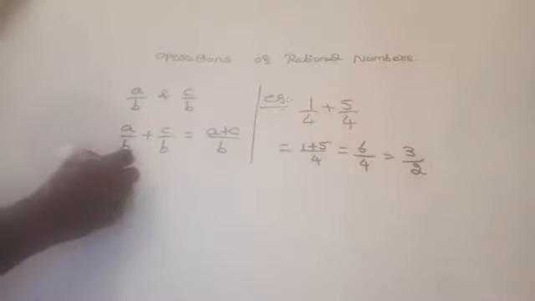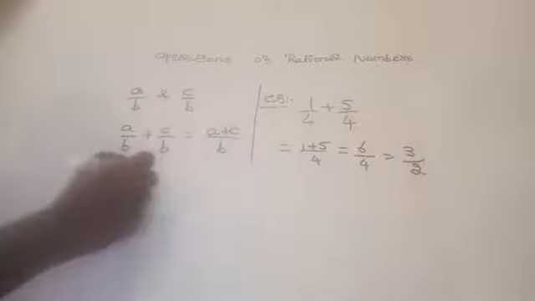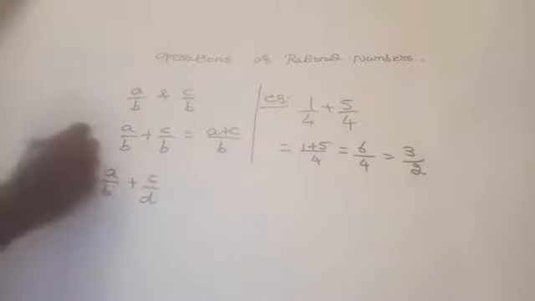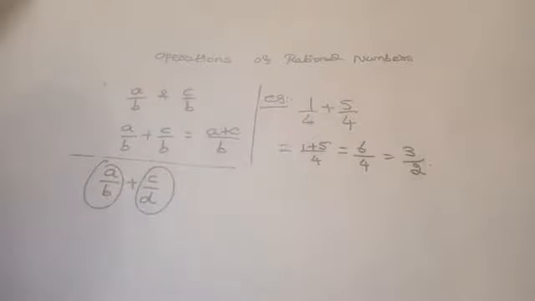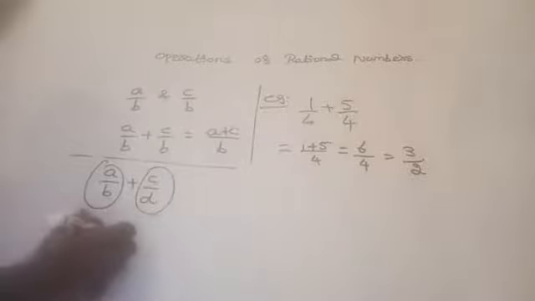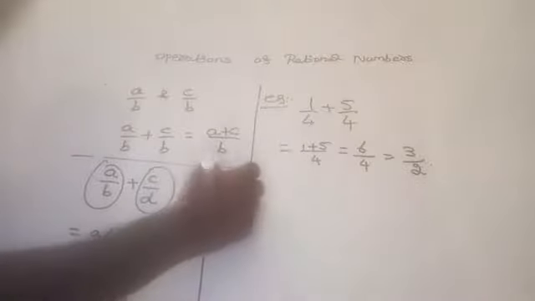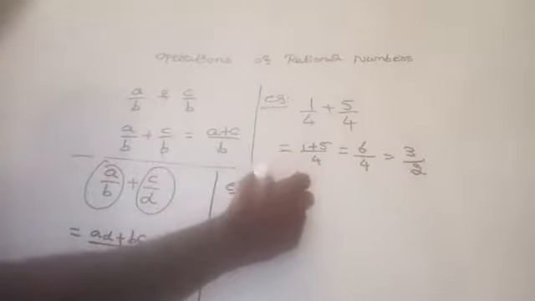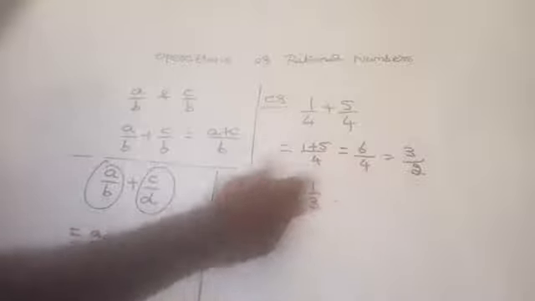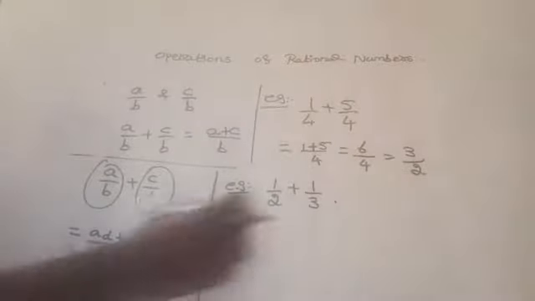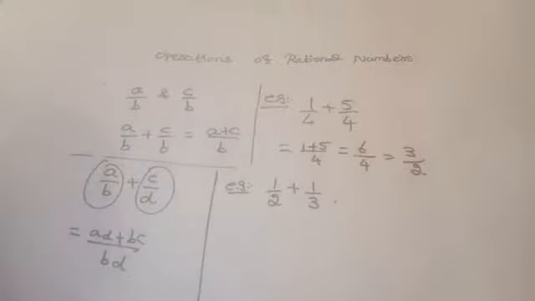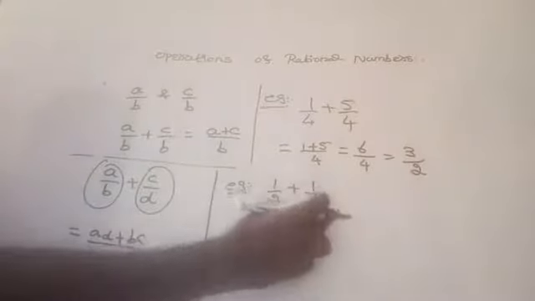Suppose the two rational numbers are a by b and c by d. Then a by b plus c by d means, what is the LCM of b and d? bd. So it should be ad plus bc by bd. It's very simple. For example, take the two rational numbers 1 by 2 and 1 by 3. These two fractions are not like fractions, they are unlike fractions. So by taking the LCM we can convert them into like fractions.